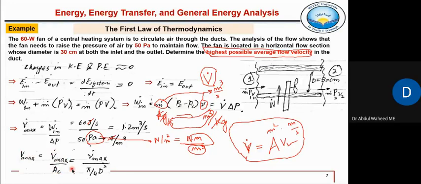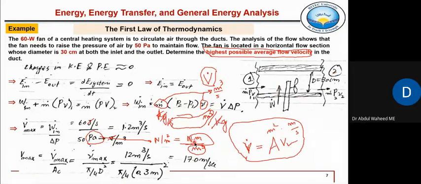So just putting in values, this is the maximum flow rate divided by pi by 4 d square, so that is 1.2 meter cubes divided by pi by 4 into d square. So that is the velocity. So this is the velocity which will be obtained here, 17 meters per second. That was the unknown. Determine the highest possible average flow velocity in this duct under these conditions.